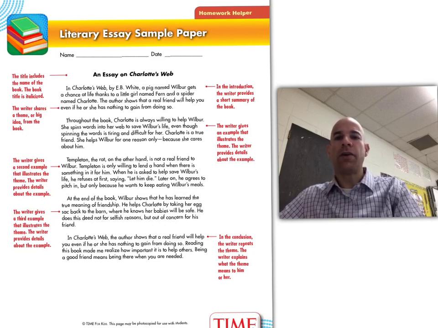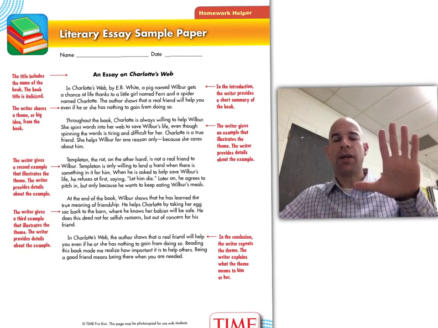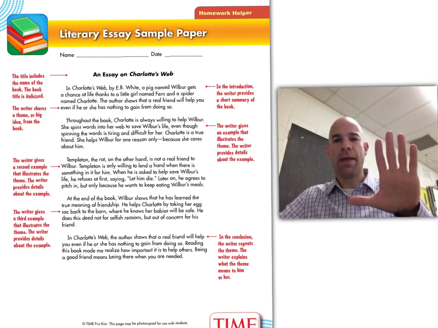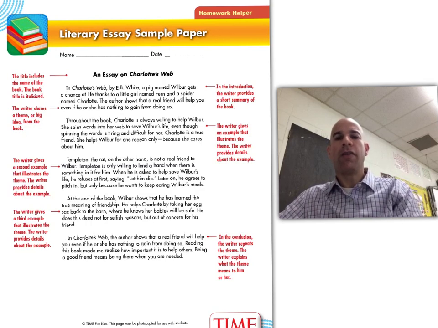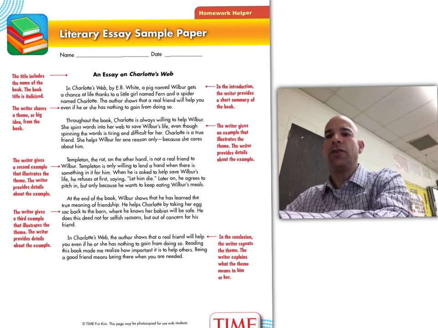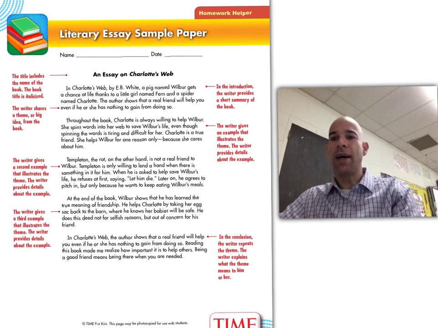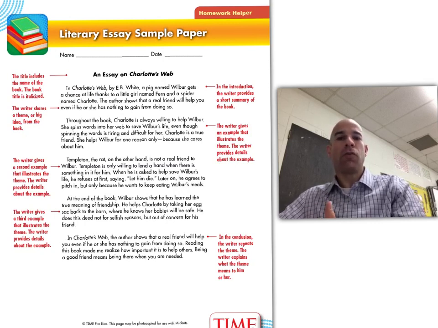First things first, a literary essay must have 5 separate paragraphs. The first paragraph is going to be your introduction. Within the introduction, you must have the title of the story. So if you see here, in the first line, it says that in Charlotte's Web, the writer mentions the title of the story. It must include the author's name. So they say, by E.B. White. So right away, they tell you the name of the book and the author.